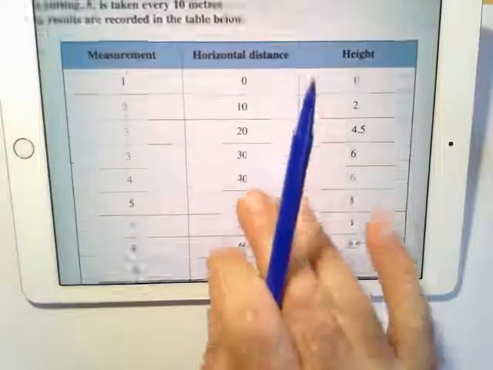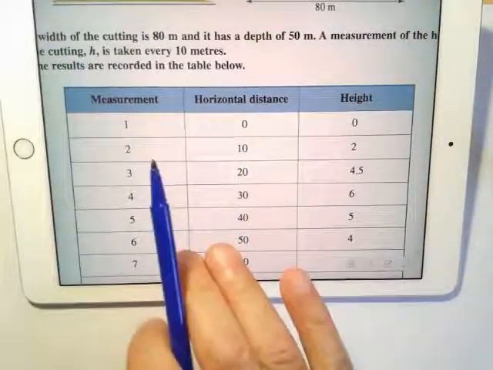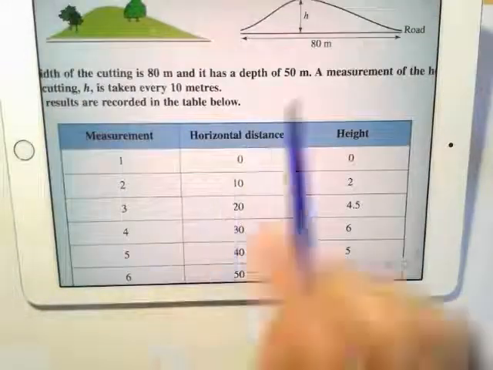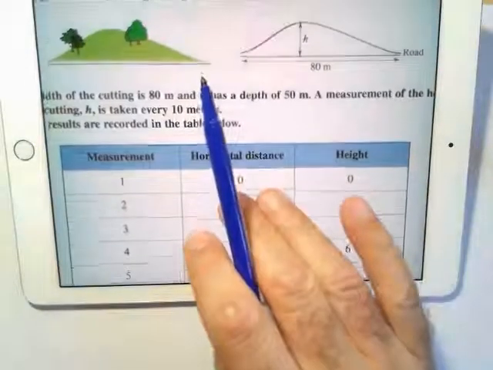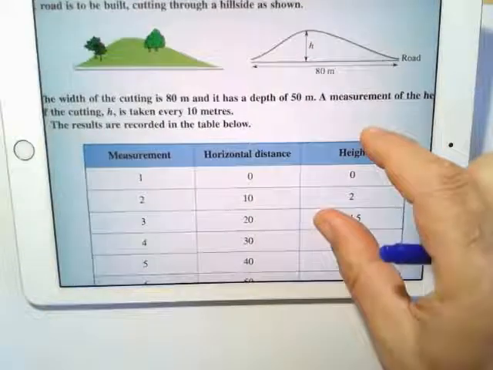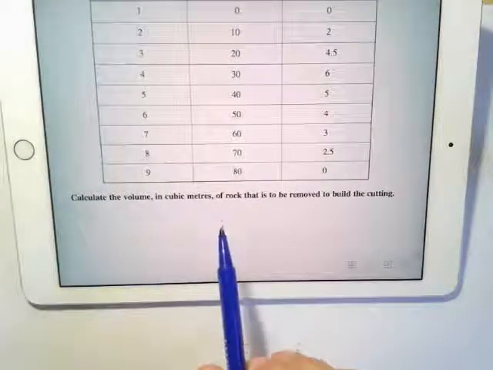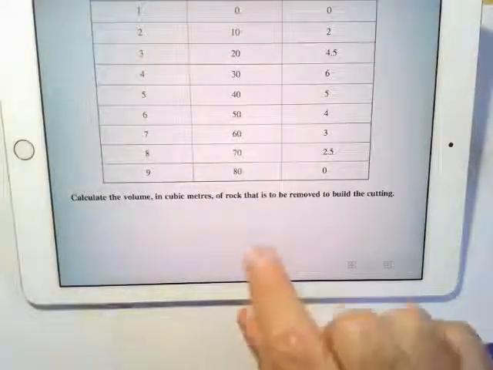So you can see at the highest point, the height is 6 meters. So 6 meters happens around about here, where the height is 6 meters that they have to cut. Calculate the volume in cubic meters of rock that is to be removed to build the cutting.